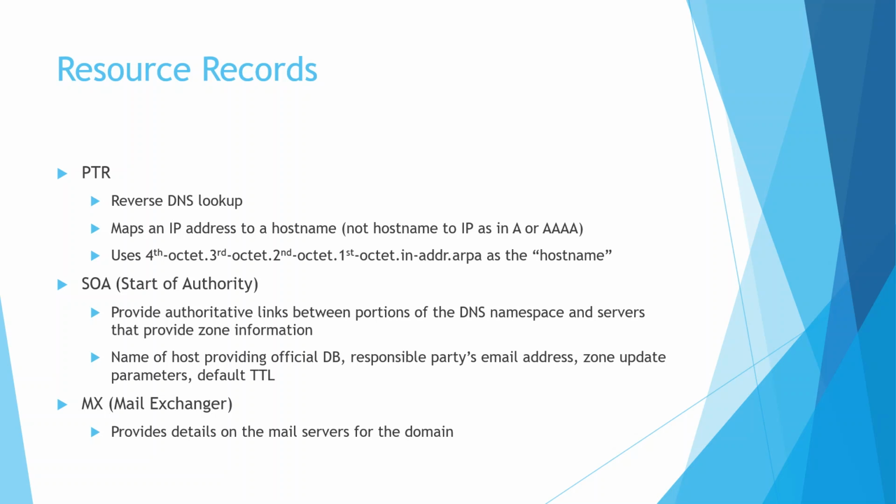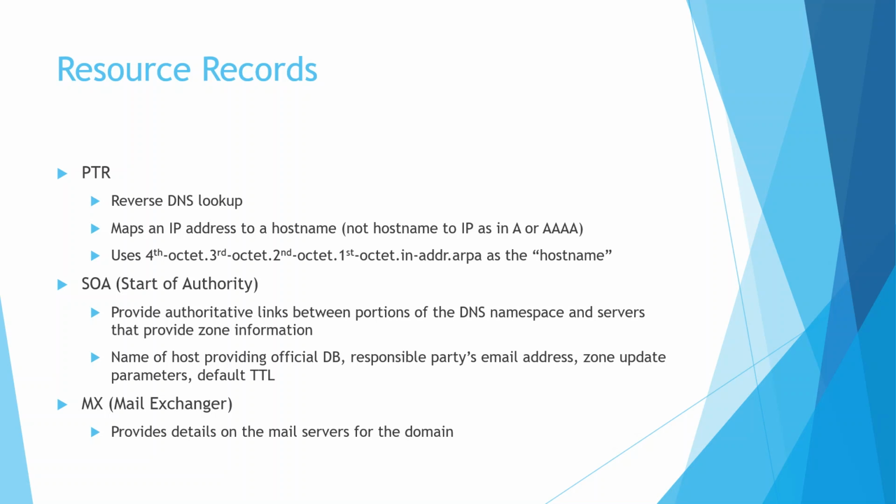So then we have start of authority. Start of authority is going to provide the authoritative links between portions of the DNS namespaces and servers that provide the zone information. This is going to give us information on the host providing the official database, the responsible party's email address, zone update parameters, and default TTLs. So this is going to give us a lot of the configuration information of the DNS zone.